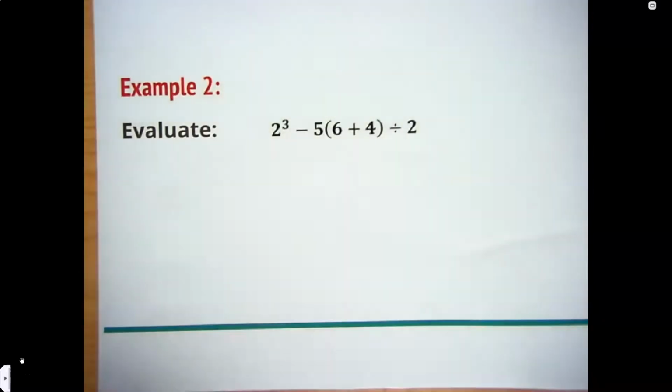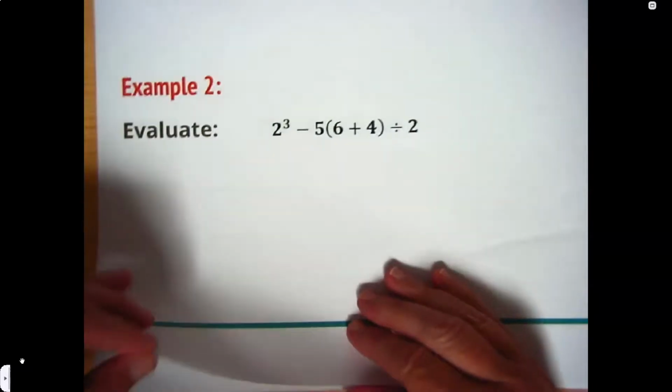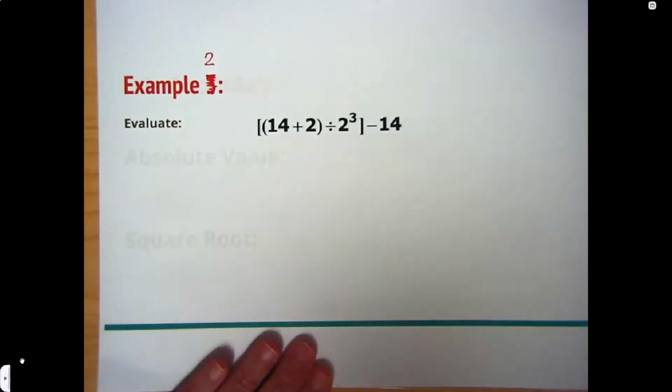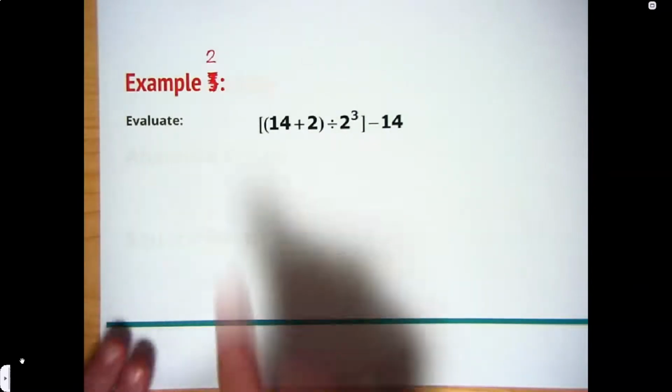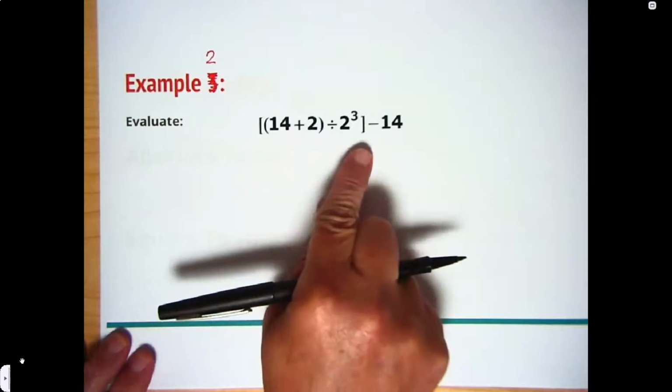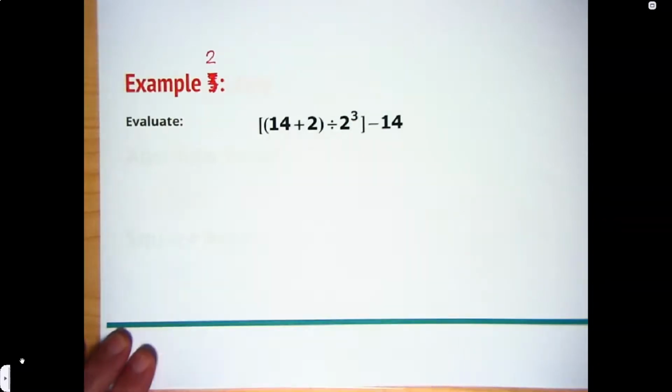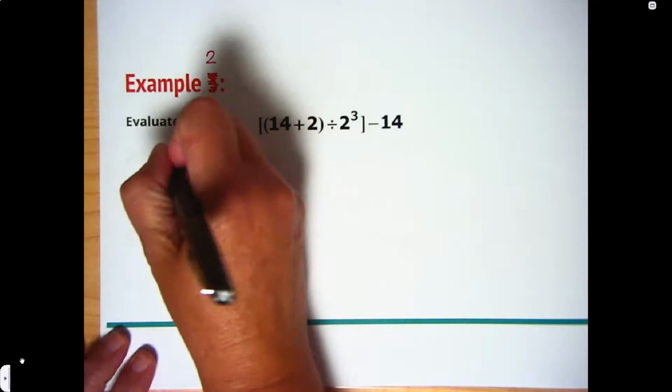Now, here is, actually, I think we can skip this one. So that one's kind of like that last one. Here's where I want to go next. All right, so we're going to evaluate this expression. You'll notice this time we've got brackets in this problem and parentheses. So we're going to talk about that just a bit here.